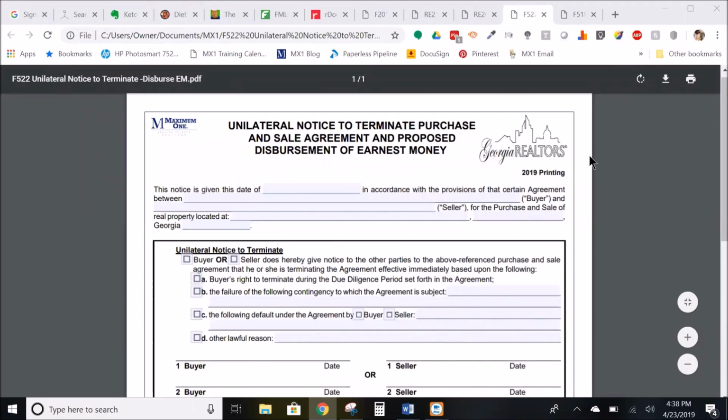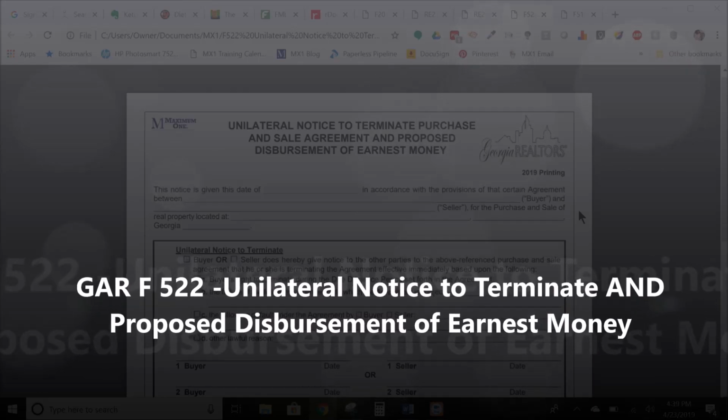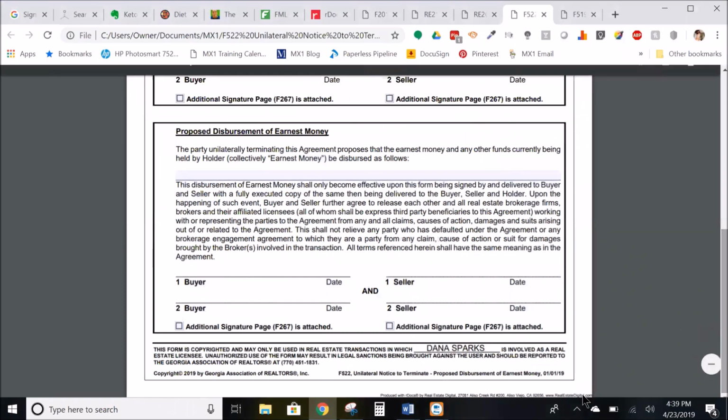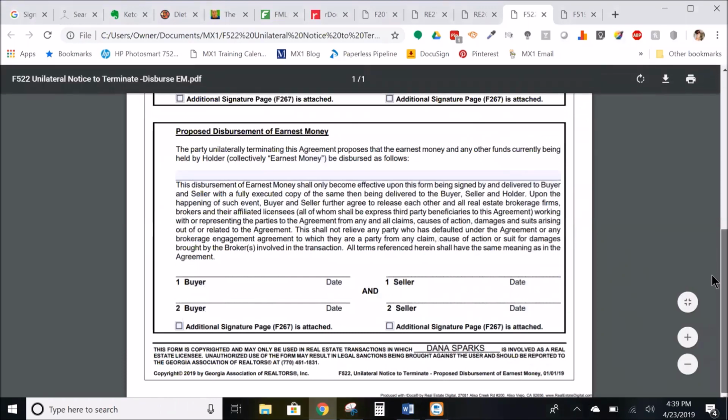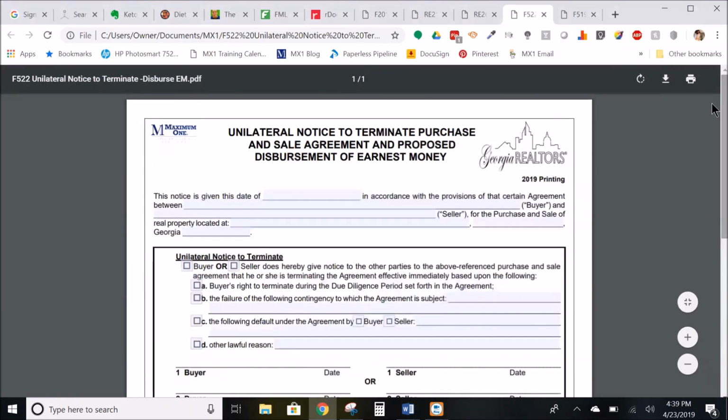So the first form we are going to go over is the GAR form, Georgia Association of Realtors, and it is the unilateral notice to terminate purchase and sale agreement and proposed disbursement of earnest money. This is GAR form F522. Now, unfortunately, GAR put these two separate issues on one form, but these are two separate contractual issues.